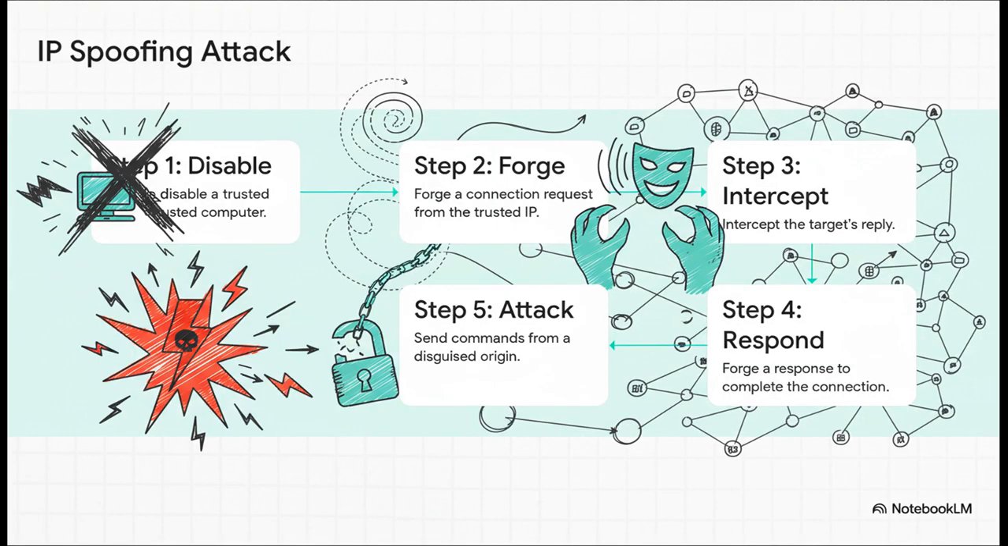First, the attacker knocks a legitimate trusted computer offline so it can't interfere. Then they send a connection request to their target, but they lie and say it's from that offline computer. The target replies, thinking it's talking to the trusted machine, but the attacker intercepts that reply, forges one final response, and suddenly they're in. They're controlling a connection that looks like it's coming from somewhere else entirely.